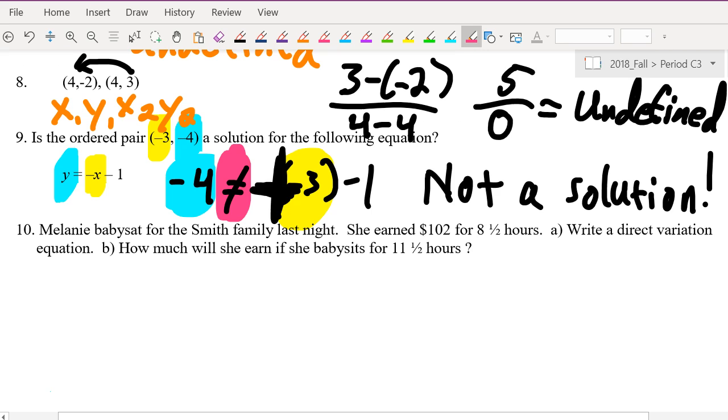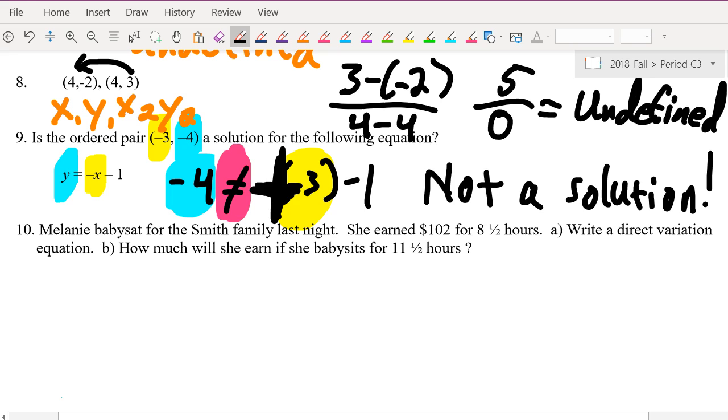That's different. All right. Melanie babysat for the Smith family. She earns $102 for 8.5 hours. Write a direct variation equation. A direct variation is writing an equation that doesn't have the plus or minus, the thing we did that whole day a couple days ago, remember?